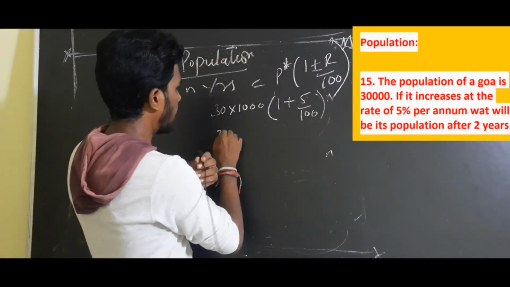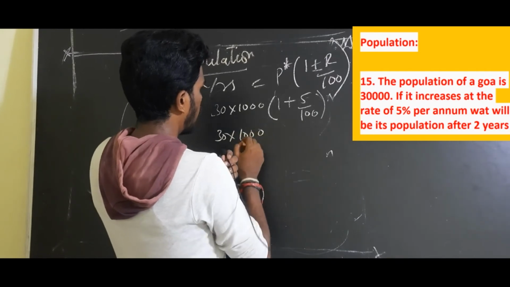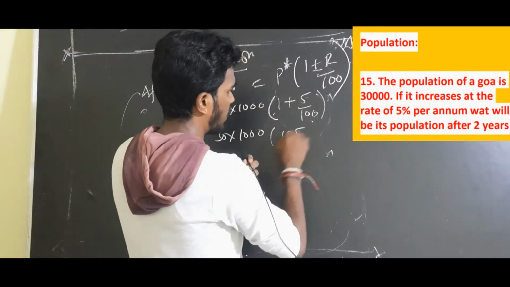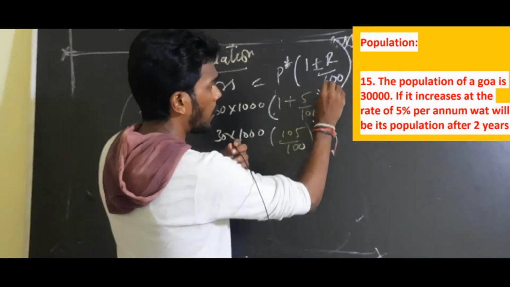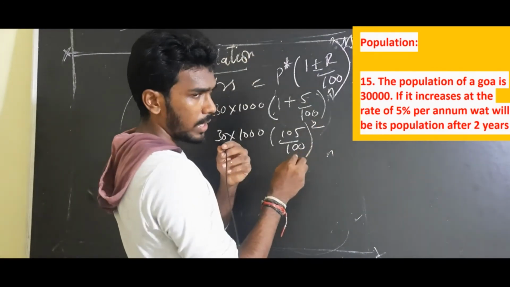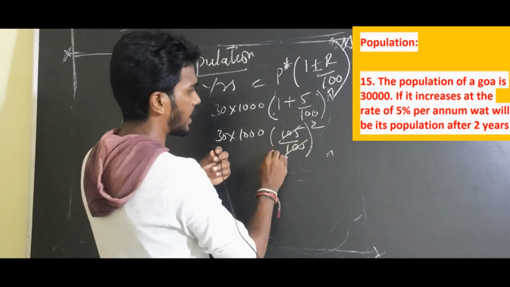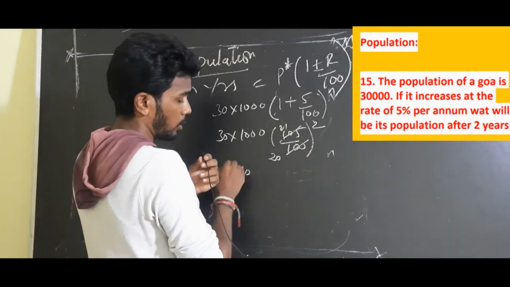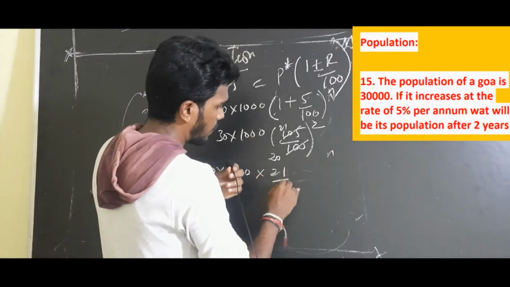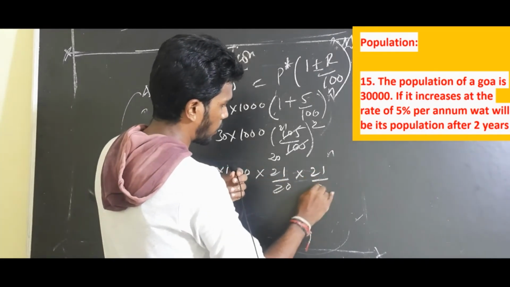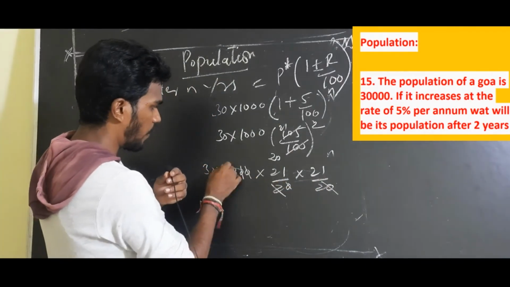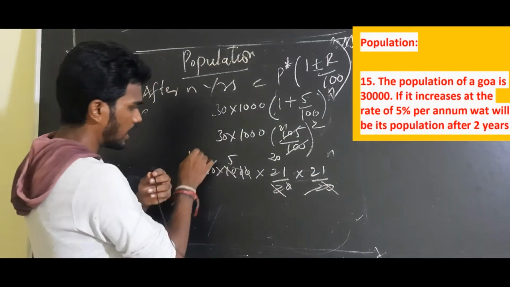So I get 30 into 1000, that makes 30,000. Cross multiply 105 divided by 100. Into n, which is here 2 years. We are calculating for 2 years. If I simplify this, I get 20 and 21. So 30 into 1000 multiplied by 21 by 20, 21 by 20. So we know 0 gets cancelled, 0 gets cancelled, and 2 5s are 10, 2 15s are 30.